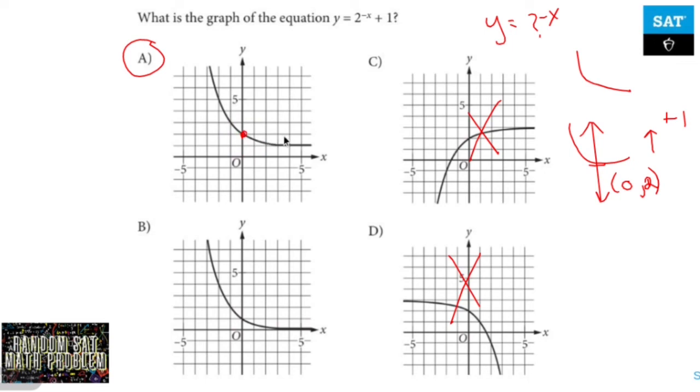And as I do more problems, my numbers get smaller, smaller, smaller, smaller, smaller. Okay? So the answer is A.